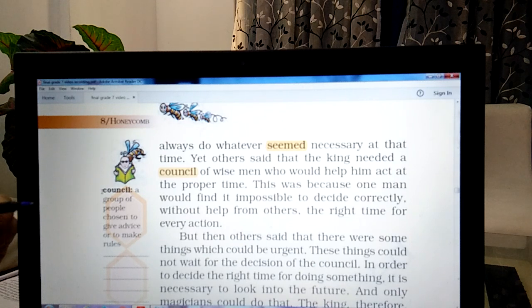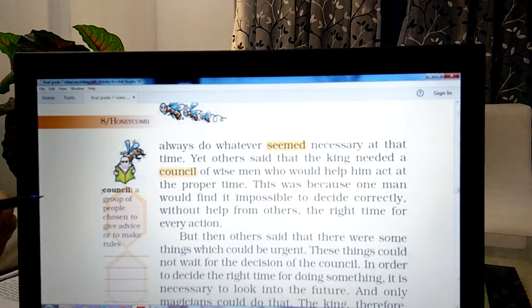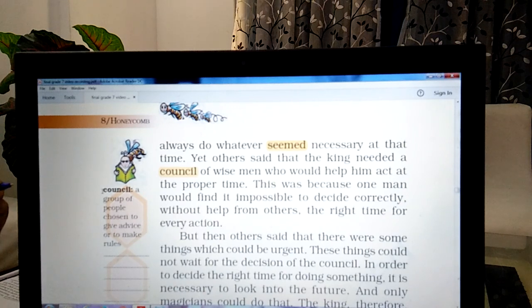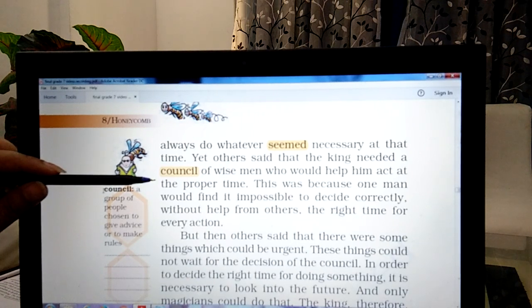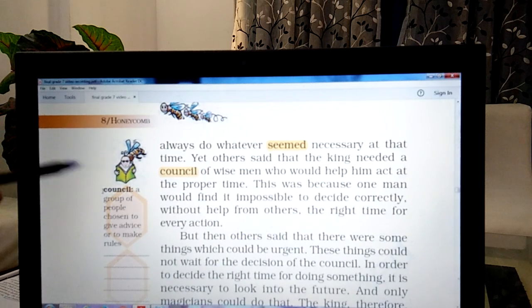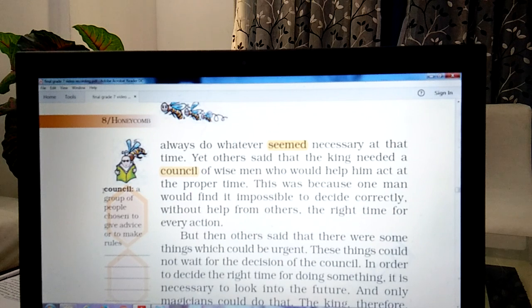So what is the role of a council? To take decisions and to execute them. At your home you have a council of your grandparents and your parents, and whatever rules and regulations they have made at home, we follow them. Now moving again to the reading portion, this was because one man would find it impossible to decide correctly. Correct. If we take a suggestion from one man, it won't be worthy. Three heads are better than one head. It's a famous saying that if you take ideas from two or three wise men, it would be more worthy.